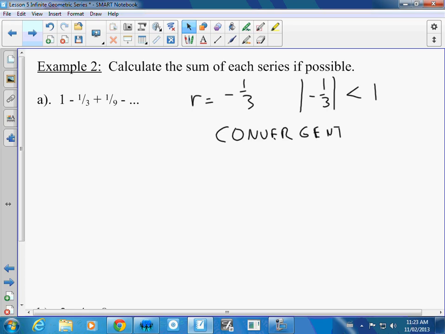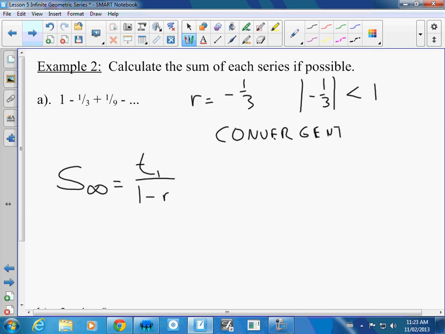So now what do we do? Write down the formula. T1 over 1 minus R, is that correct? What's T1? What is it? 1? Well, that's tough. And what's R? Some pretty tough math so far, isn't it? Really, this math is quite easy, isn't it? The key part of this is whether or not you can calculate it or not. That's what you have to know. 1 divided by 4/3.